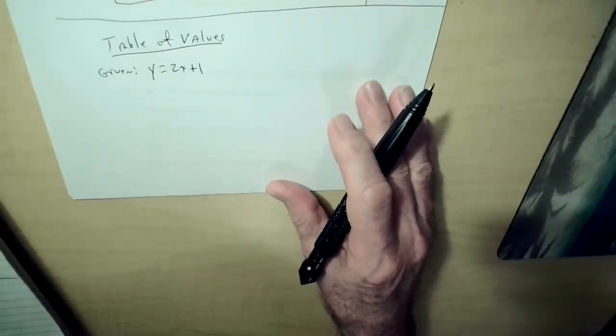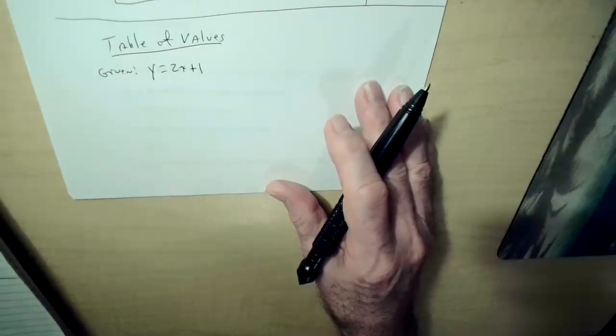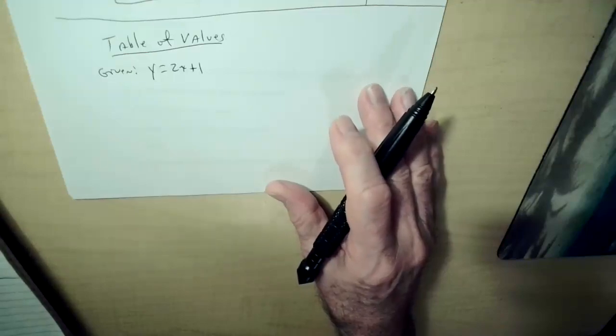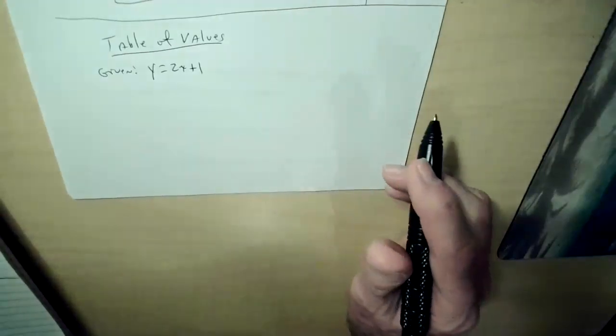Now how do we do that? Remember, any 2 points define a line. If you have any 2 points, you can make a line. Now we're going to use 3 points.